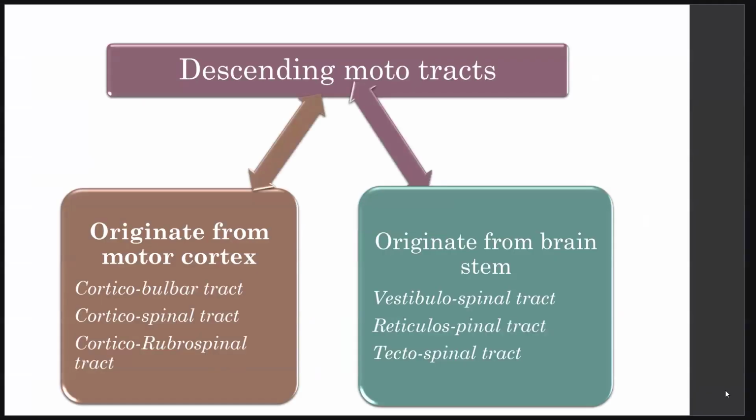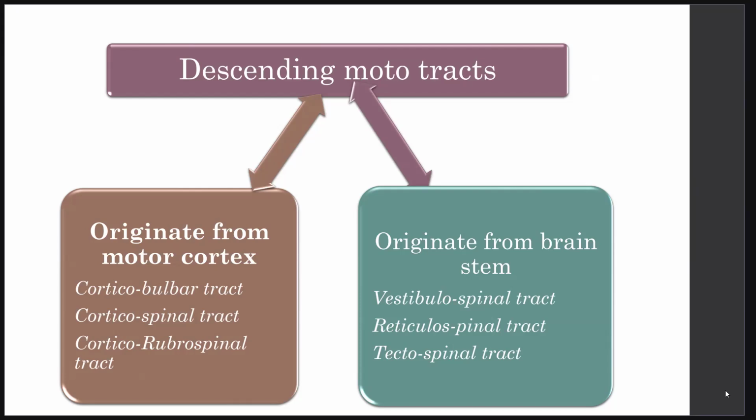The first part was the cortex, the second part is the descending tracts. The descending tracts are the axons of those pyramidal cells, which connect to the next part of the pathway.